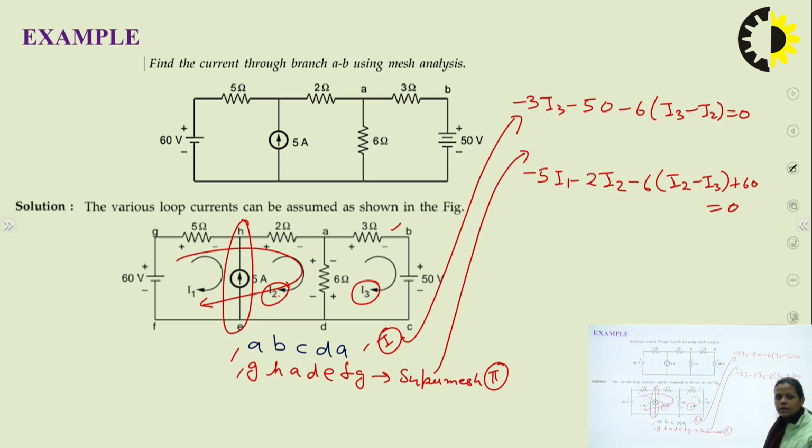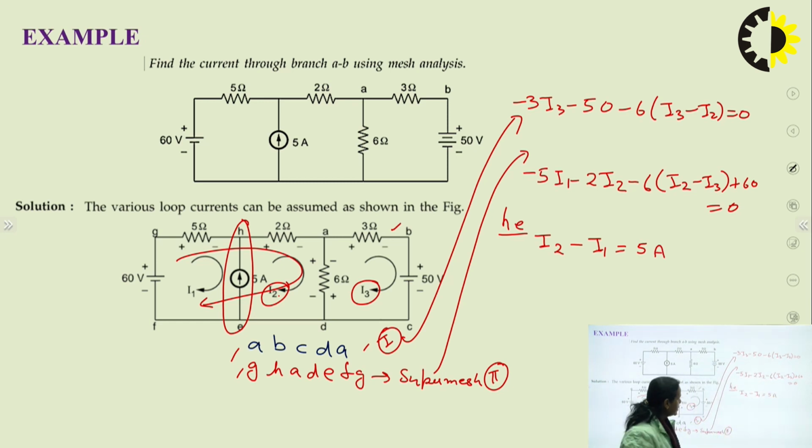Now the third equation will come from this branch HE. For this branch HE, the difference of the currents will be equal to 5 ampere. I2 is in the direction of this 5 ampere, so I will write I2 minus I1 is equal to 5 ampere. So these are my 3 equations, and there are 3 unknown variables, that is I1, I2 and I3. So I can find the values of I1, I2 and I3.